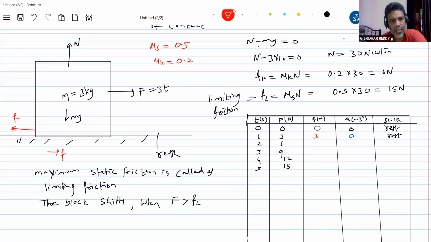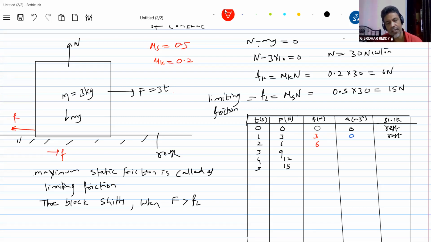Now, when will the block shift? When applied force is greater than limiting. What is the applied force now for the second case? At t equal to 2, F equals 6 Newton. Then how much frictional force? As the applied force is less than limiting, the friction will adjust itself to a value equal to the applied force, as it is static friction. So here it will adjust itself to 6 Newton. And what is the nature? Static friction it is. Then when applied force is 9 Newton, still the applied force is less than limiting.